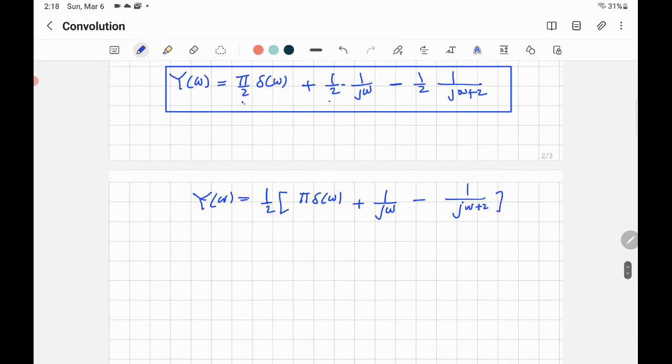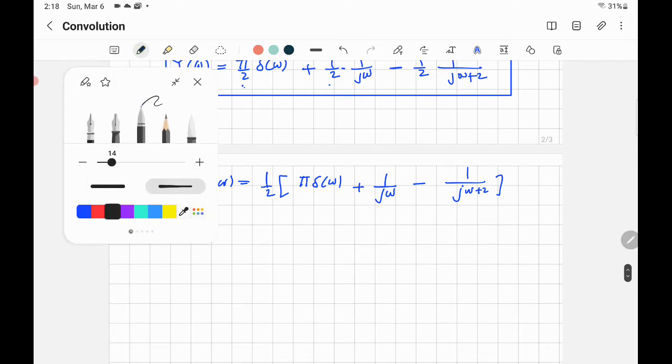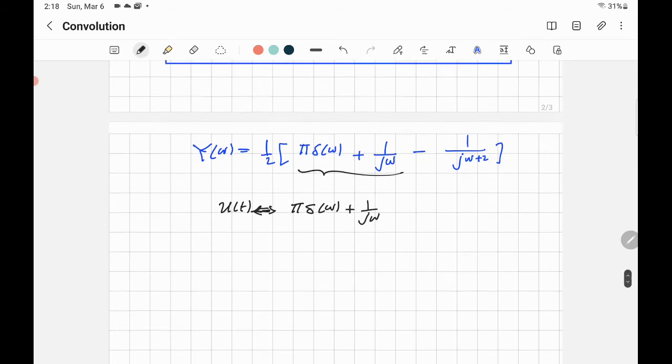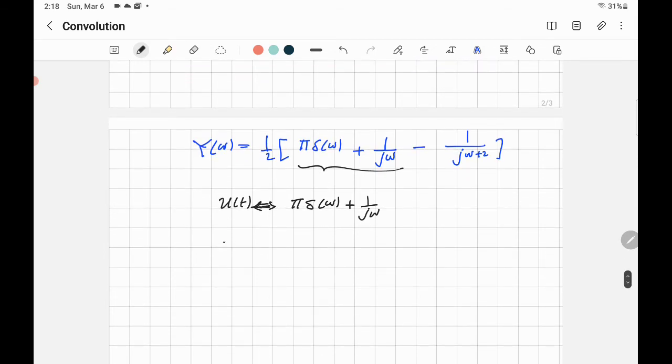When you look at the table, you'll find there's something there. In the table, it says that the unit step function has Fourier transform pi delta omega plus 1 over j omega. When you compare, you'll find that the first two terms match. And we know that e to the power of minus 2t u of t has Fourier transform equal to 1 over j omega plus 2. So we have everything ready.